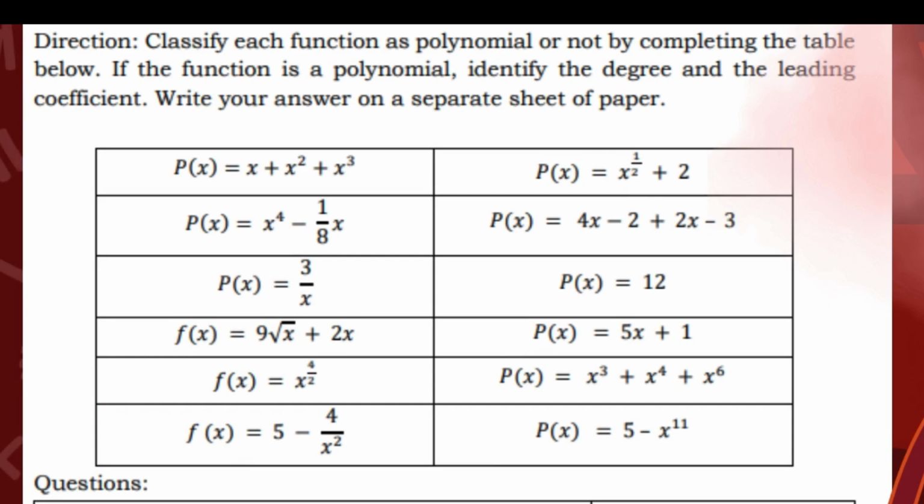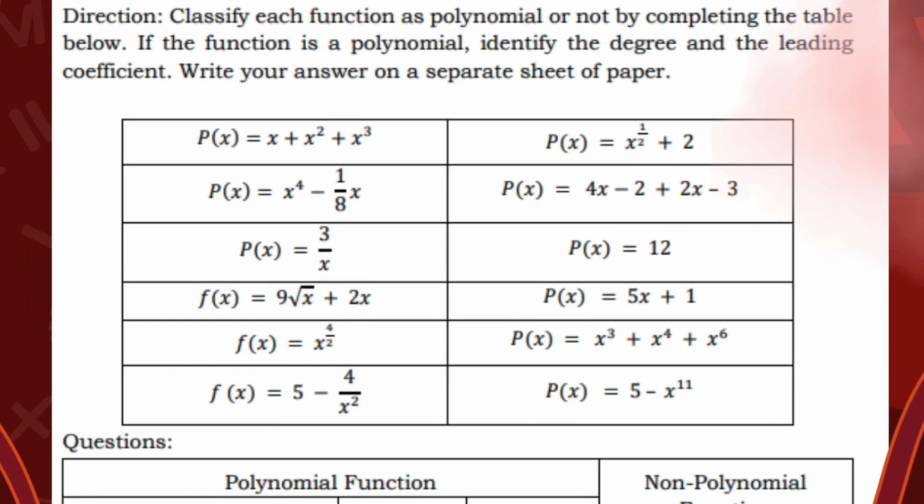Meanwhile, these which are highlighted in red are the exact opposite. P of x equals 3 over x and f of x equals 5 minus 4 over x squared is not a polynomial function because the denominator contains a variable in x. F of x equals 9 times the square root of x plus 2x is not a polynomial function because it has a variable under its radical sign. P of x equals x raised to 1/2 plus 2 is also not a polynomial function because its exponent is not a whole number but a fraction.